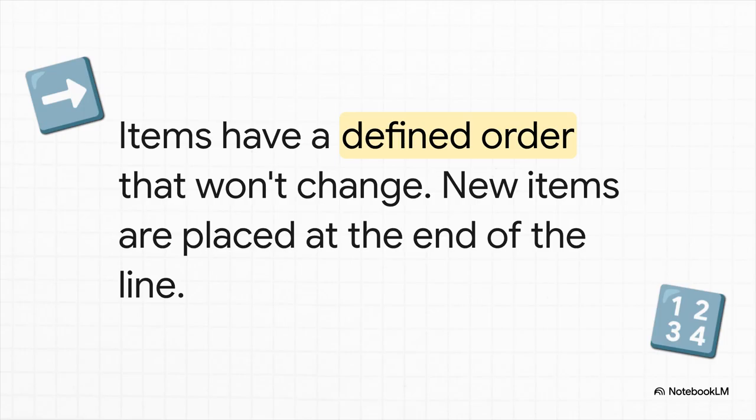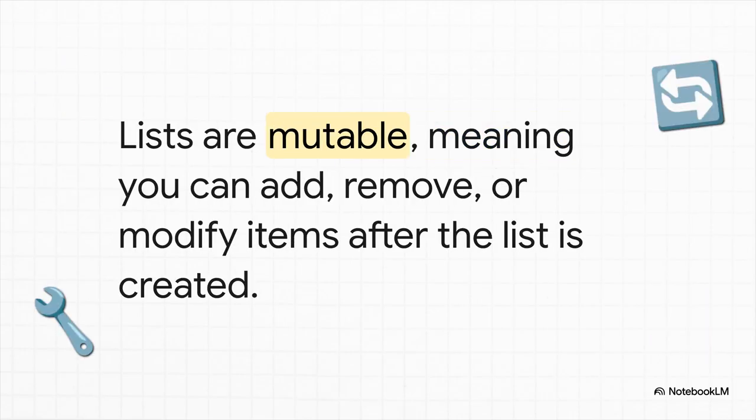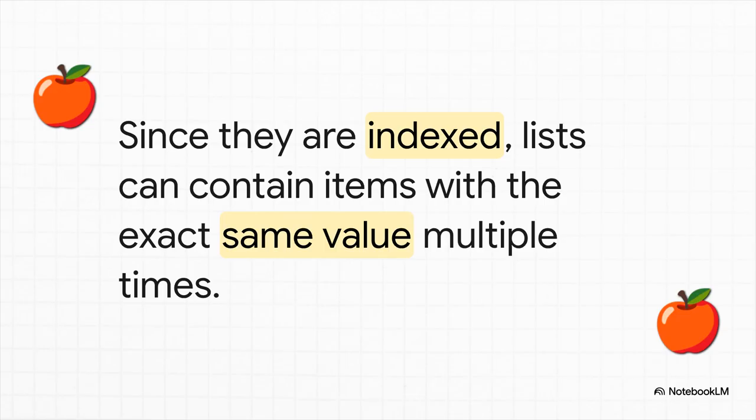Everything stays predictable. Rule number 2, and this is a real superpower, lists are changeable. In programming, we call this mutable, which is just a fancy way of saying they're not set in stone. You can create a list and then later on add new things, get rid of old things, or even change an item that's already in there. Super flexible.